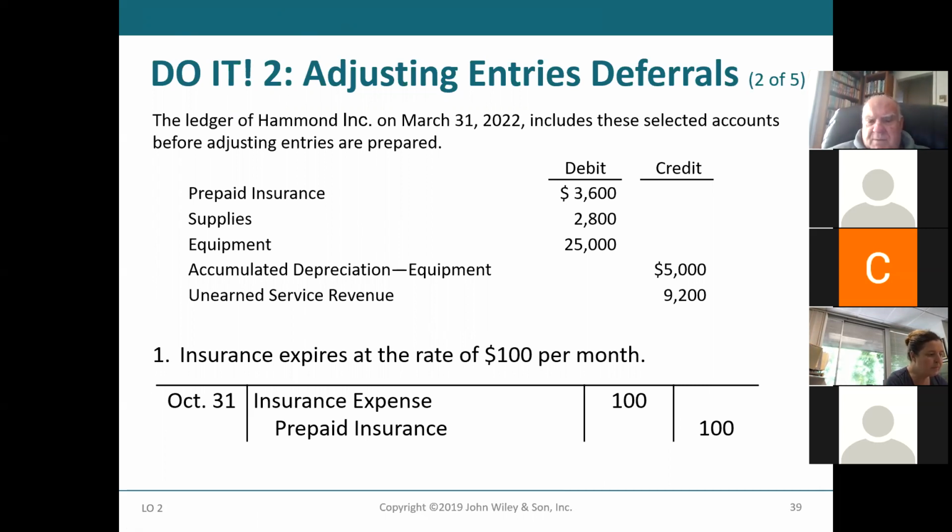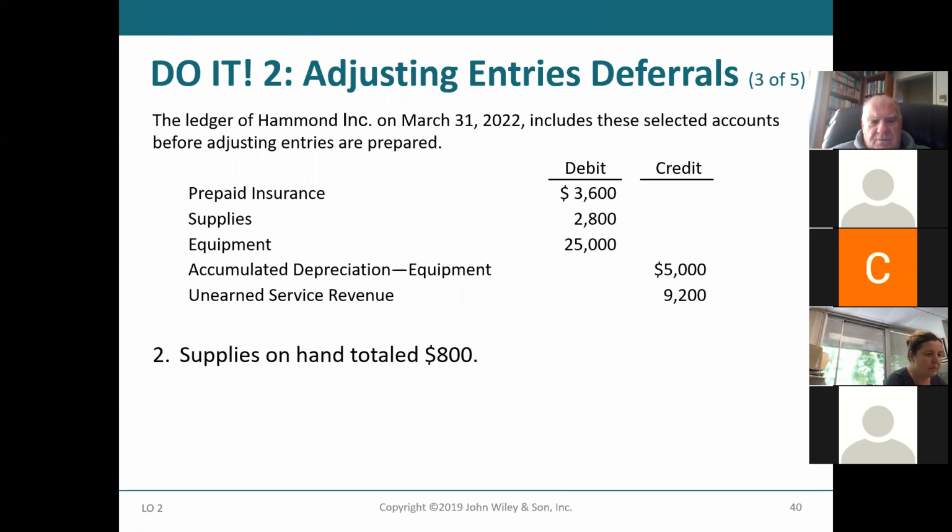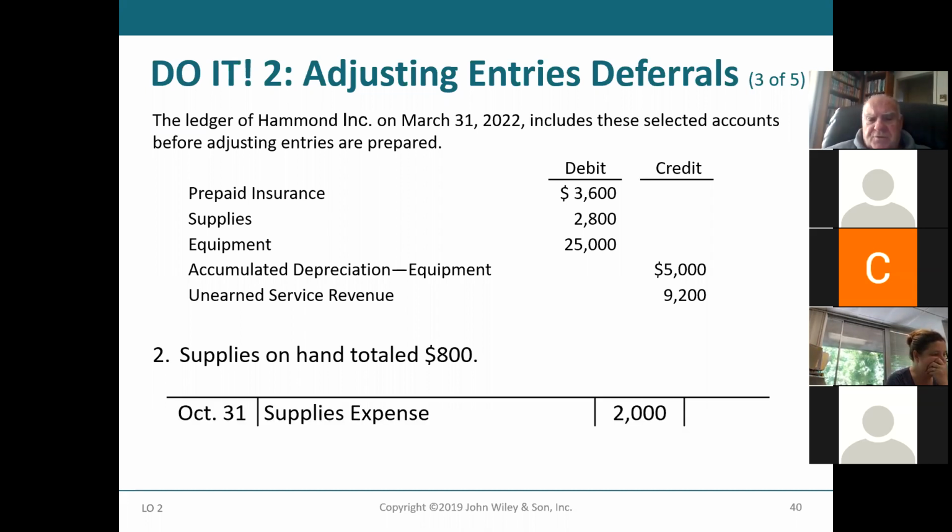You debit insurance expense, you credit prepaid insurance. And now the insurance expense is recorded and the prepaid insurance goes down to $3,500. Supplies on hand totaled 800. But we put 2,800 up as an asset. 2,800 is how much we're showing in supplies. We only have 800. So that means we consumed $2,000 worth of supplies. We debit supplies expense and we credit supplies.